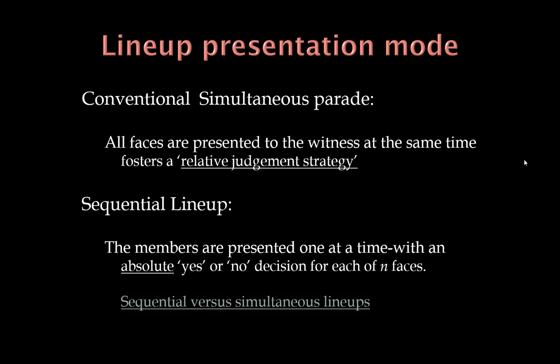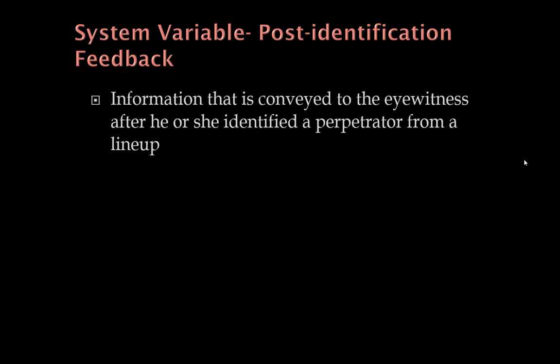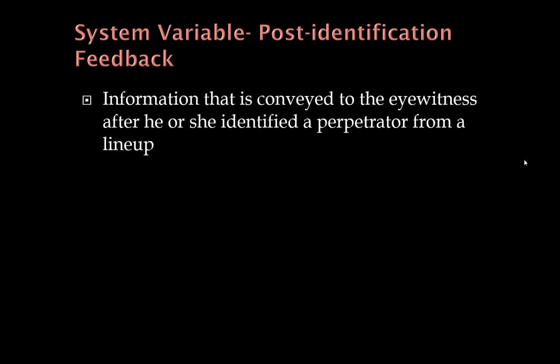Okay, let's take a look at another system variable. And this is post-identification feedback. So this is information that's given to a witness after they've made an identification from a lineup. Remember in Picking Cotton, Jennifer got some post-identification feedback. So this is any kind of information that's conveyed to the witness after they make the choice.